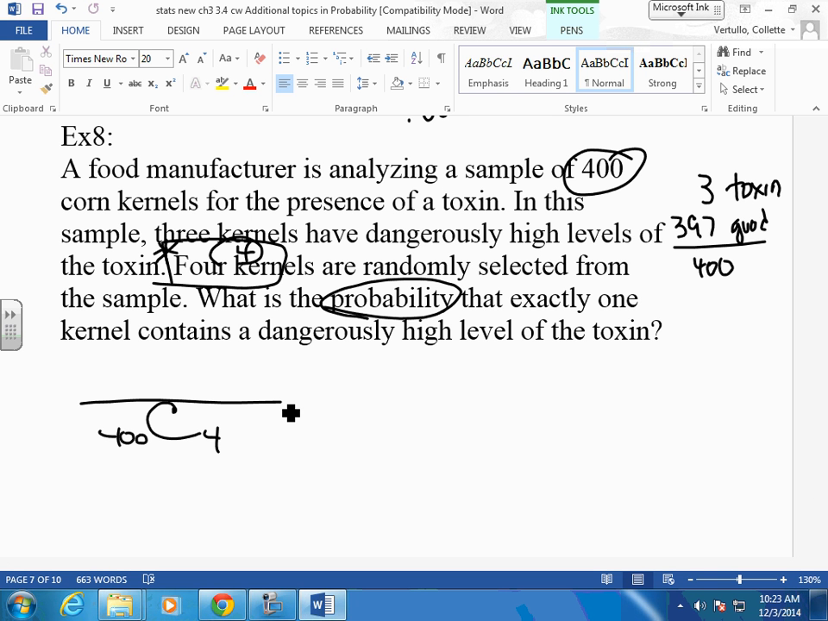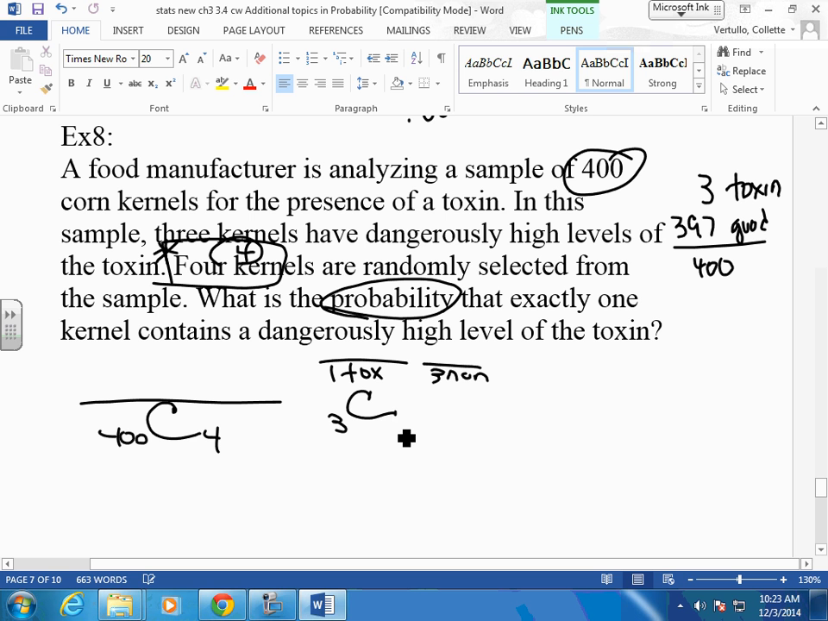That's my generic number. On the top, I want 1 toxin, and therefore how many non-toxins? 3 non-toxins. Does it matter what order I choose those in? So, for combinations, how many toxins do I have to choose from? 3. I want 1. How many non-toxins do I have to choose from? 397. And how many do I want? 3. I want to add up to 4, don't I? Right? Now, it's an and statement, so I'm going to multiply. So here's my top number.